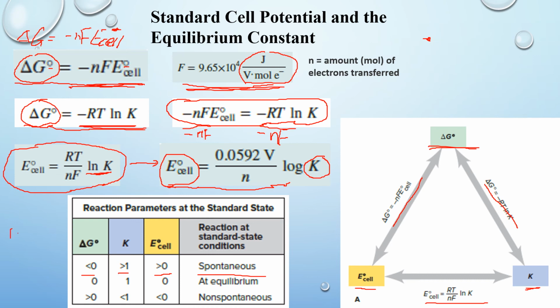If K is greater than 1, then log K will be greater than 0. If K is less than 1, log K will be less than 0. If K is equal to 1, log K will be equal to 0. So remember these relationships.